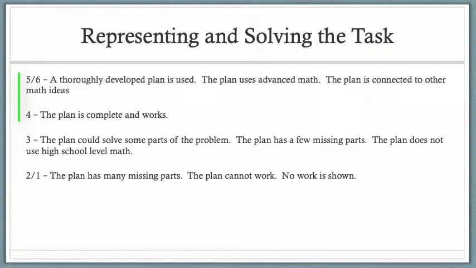For a 5 or 6, you have a thoroughly developed plan. You're using advanced math and it's connected to all your other ideas. For a score of 4, you have a complete plan. You say, here's the problem, here's what it's asking you to do, and I'm going to do these steps and this math process to get to the solution. For a 1, 2, or 3, which is not passing, you have missing parts, or you're not using high school level math. If you just guess once and it happens to kind of work, that's not going to be high school level math. We want to see that you're doing those things that you learned in your algebra class or your geometry class or your algebra 2 class to help you get to the solution.